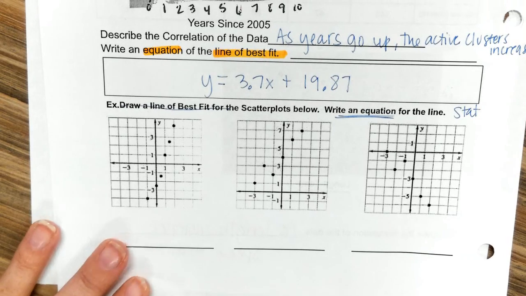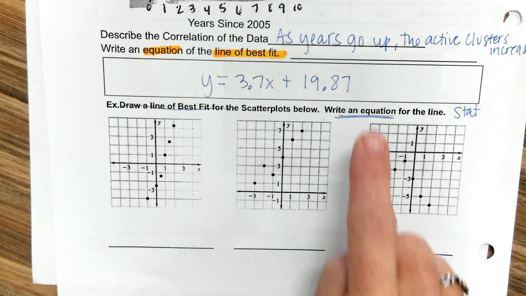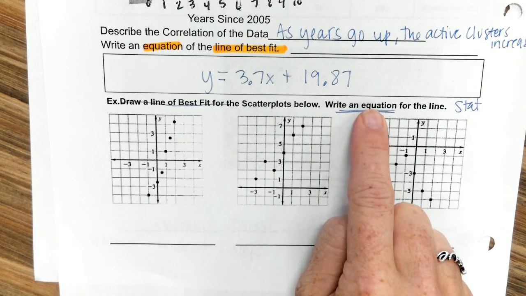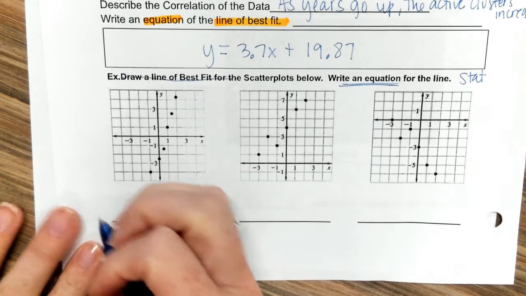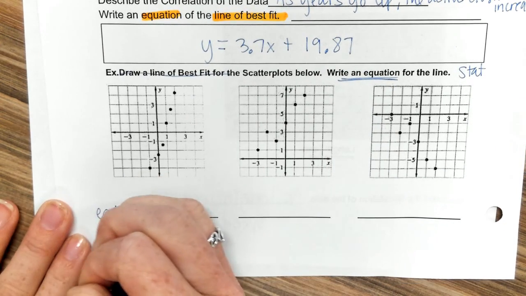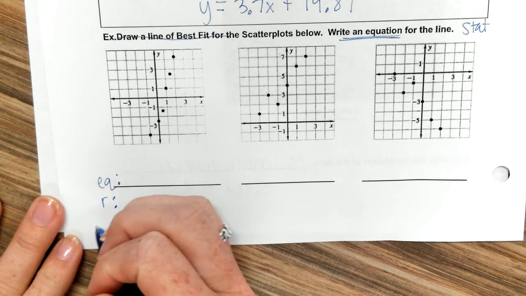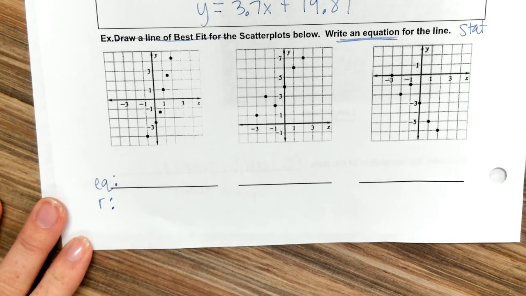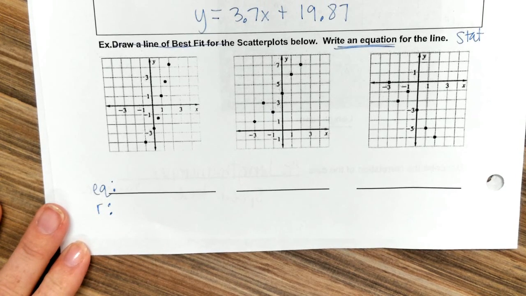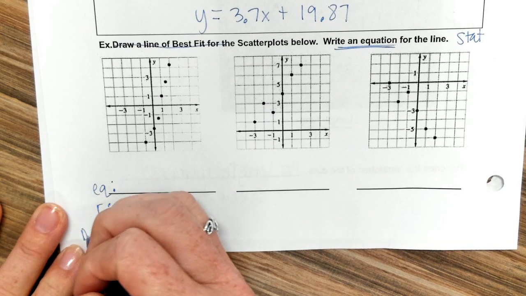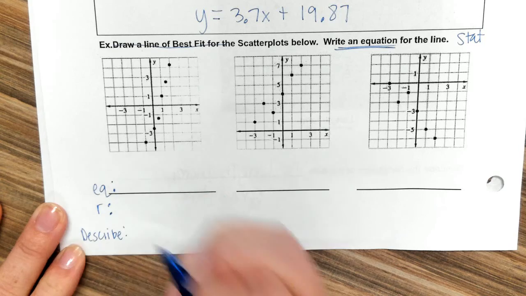Okay, so go back to these examples. We're only going to do one of these. On your assignment, you're going to have 3 jobs. You're going to write an equation of the line of best fit using stat. You're going to identify the R, and then you're going to tell if it's positive or negative or whatever. So I think it says like describe it.